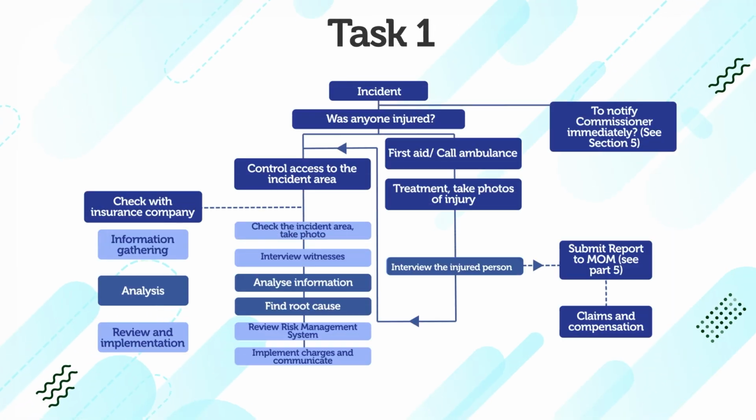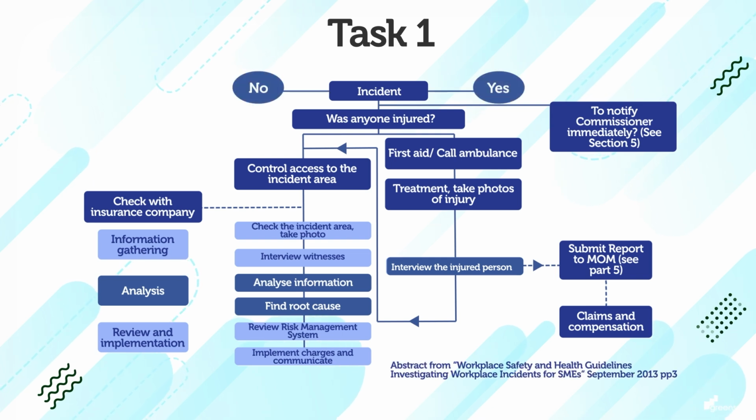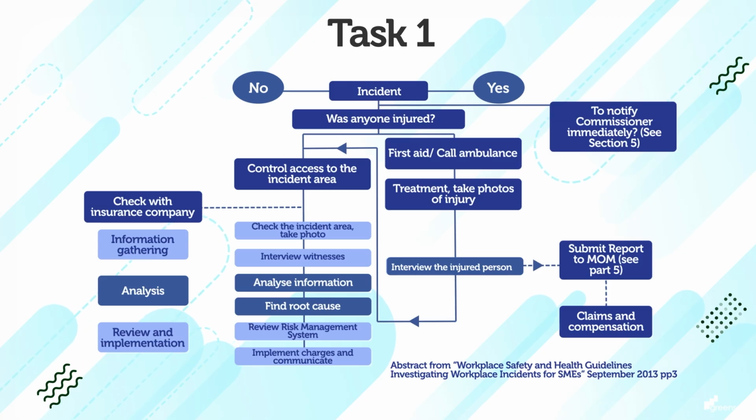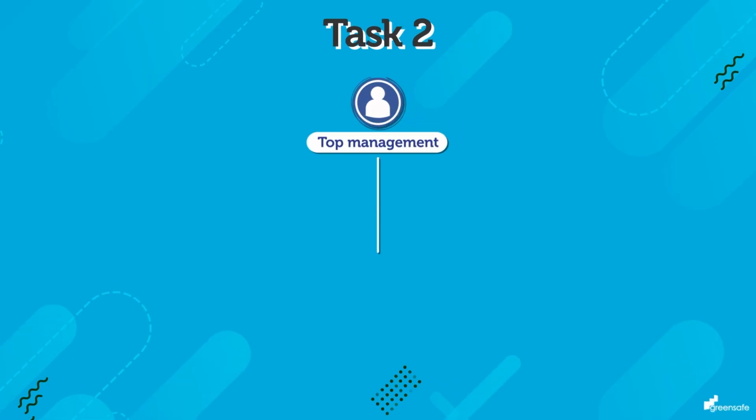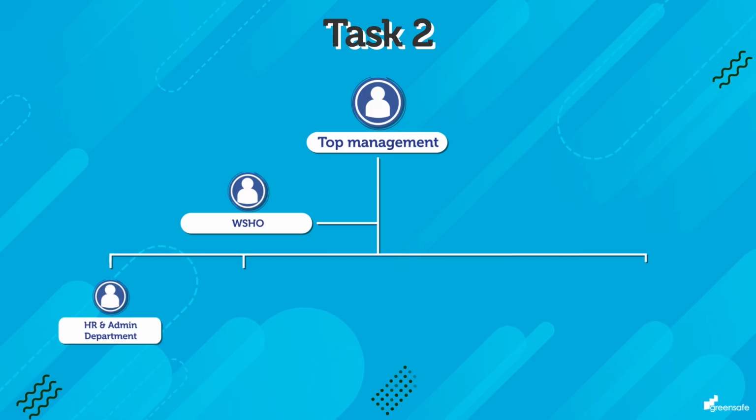This is my flowchart. What does yours look like? This is my chart for task 2. What does yours look like?